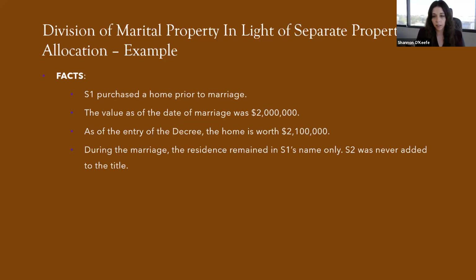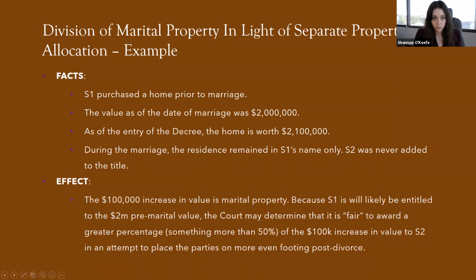What does that look like? Let's go through an example. Here are our facts. S1 purchased a home prior to marriage. The value as of the date of marriage was $2 million. As of the entry of the decree, the home is worth $2.1 million. So there's an increase in value of $100,000. During the marriage, the residence remained in S1's name only. S2 was never added to the title. S2 has no responsibility for the mortgage directly, so there's no transmutation.